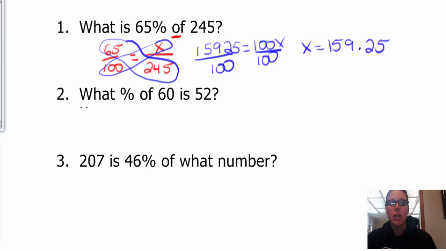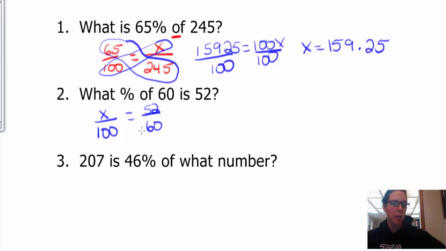Okay? So next one, what percent of 60 is 52? So now we don't have our percent, so that's where we put our variable. You don't have to use x, you can use any variable you want. Remember, normally after the "of" is your whole, and after the "is" is your part. So you set up your proportion and you solve.